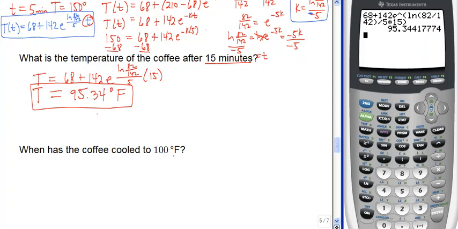So this time we're given the temperature T, 100, and I'm going to put 100 over here on the left side. So 100 equals 68 plus 142 e to the ln of 82 over 142 divided by 5 times t, that unknown time t. So this is a bit messy, but still doable. We're trying to isolate this exponential part, so we're going to need to get rid of this coefficient, but before that even, we've got to get rid of that 68. It's positive, so I'm going to want to subtract it over to the left side. So 100 minus 68 is 32.